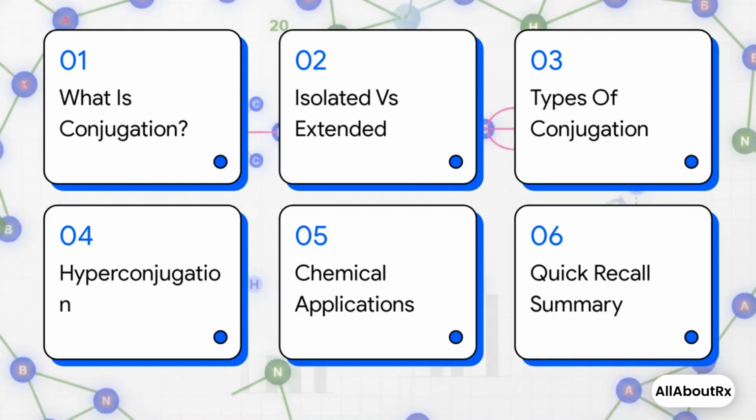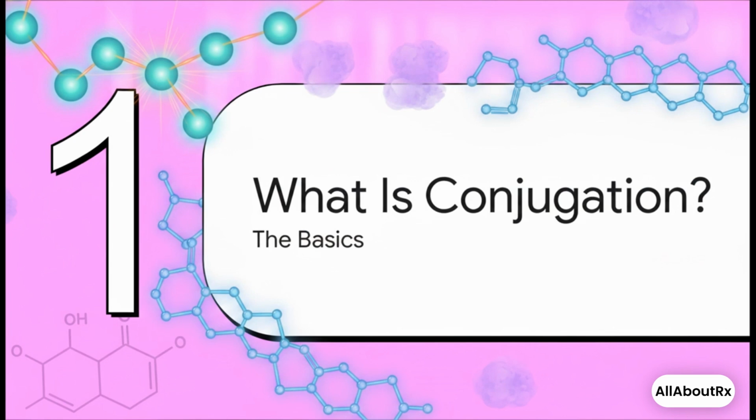So, here's our agenda for today's explainer. First, we'll answer what is conjugation. Second, isolated versus extended systems. Third, types of conjugation. Fourth, the power of hyperconjugation. Fifth, real-world chemical applications. And finally, number 6, a quick recall summary. Let's get into it. Starting right off with Section 1, what is conjugation?